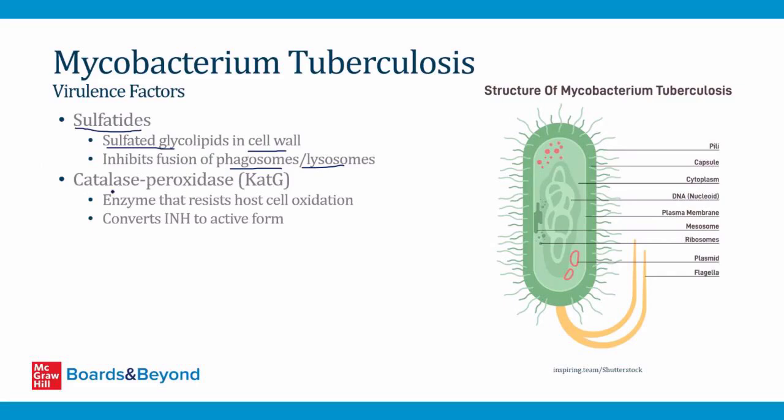And then finally, tuberculosis has an enzyme called catalase peroxidase, which is usually abbreviated KatG. This is an enzyme that resists oxidation inside host cells like macrophages. It's also a very important enzyme because it converts the drug isoniazid, or INH, into its active form when you use this drug to treat tuberculosis. And I'll talk more about INH and other treatments for tuberculosis in this video and the second video on TB.